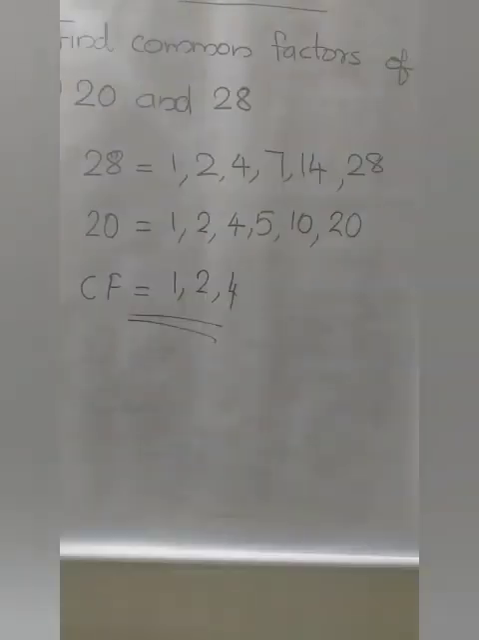Second example, 20 and 28. First we need to find the factors of the given numbers. So what are the factors of 28? 1 is a factor. Now you have studied the divisibility rules. 28 is an even number, so you know 2 is a factor. Now 28 is only a 2-digit number, and you know we have 28 in the 4's multiplication table. How will we check the divisibility by 3? Whether 3 is a factor of 28: 8 plus 2 is 10. Is 10 a multiple of 3? No. So 3 is not a factor.